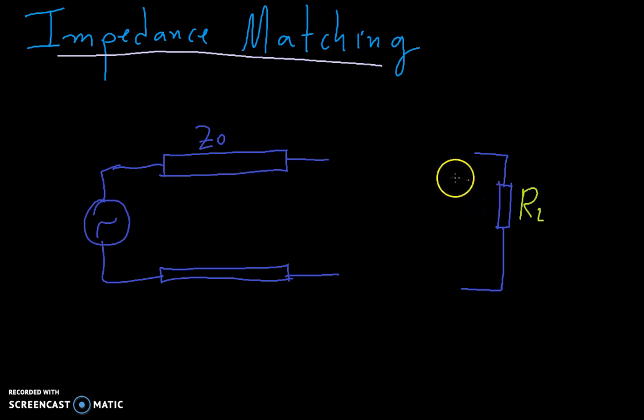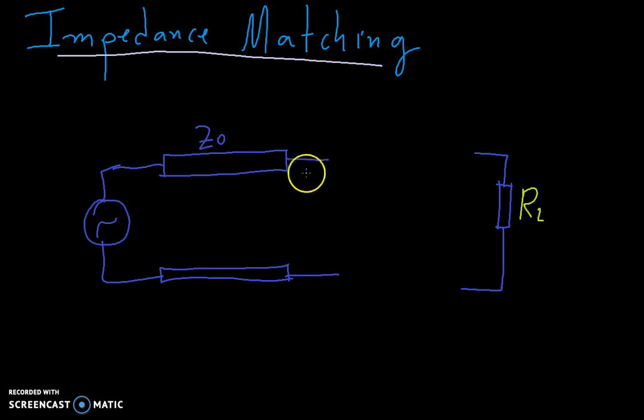Now, of course the load cannot be changed, so we have to do something in order to match the impedance of the line to the impedance of the load. And of course you cannot just change the load, you have to find another way. So this method of matching the impedance is called the quarter wavelength transformer method.